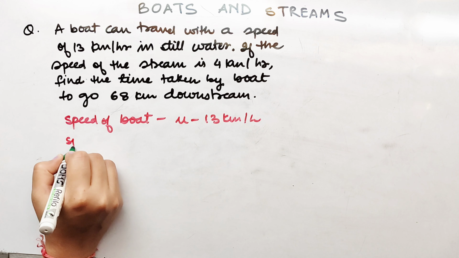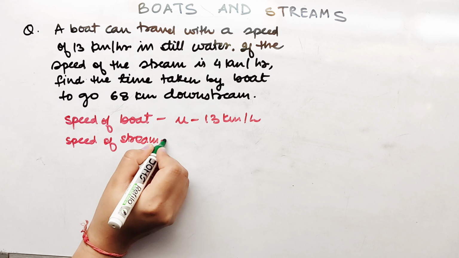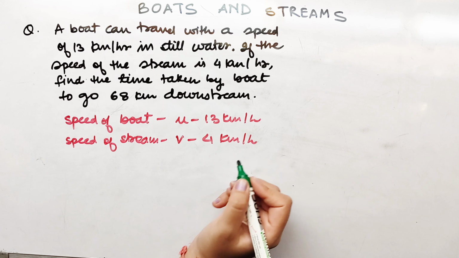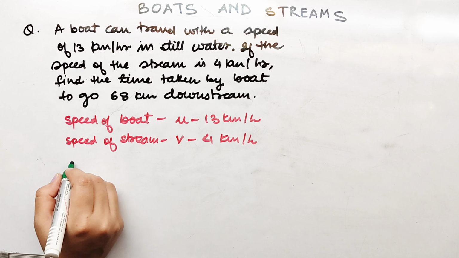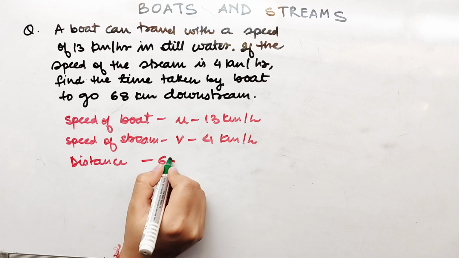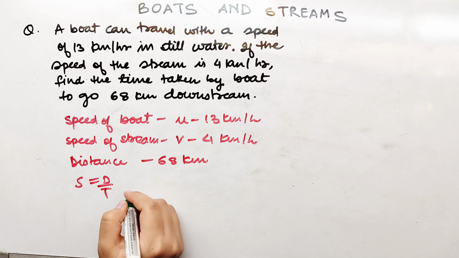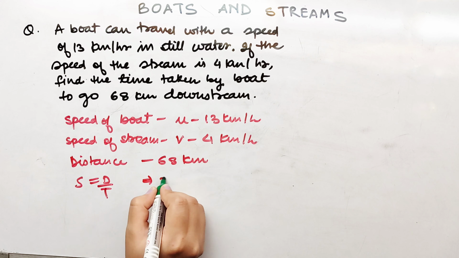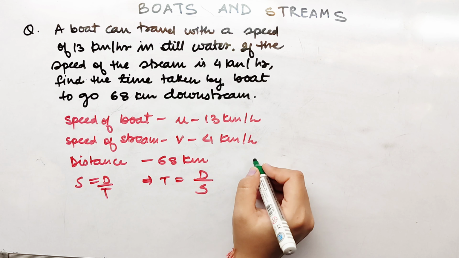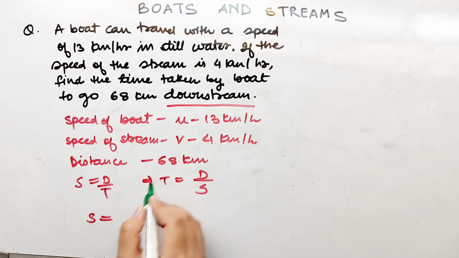And first you need to write what is given in the question, and before just rushing towards the question, just take one line at a time and try to find out maximum from that line. Okay, so for example, we know that speed of the boat is 13 kilometers per hour, and we can denote it by u. Speed of stream is 4 kilometers per hour, here we have denoted it by v, and the distance given is 68 kilometers. Now we know the formula, speed equals distance upon time, and we need to find out the time here.